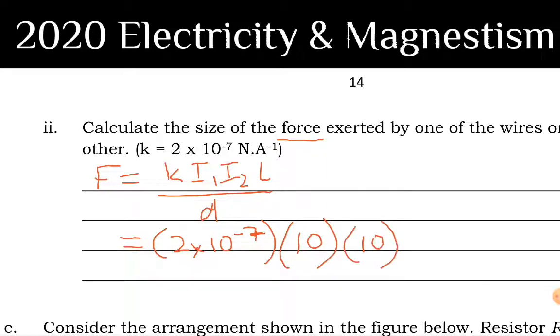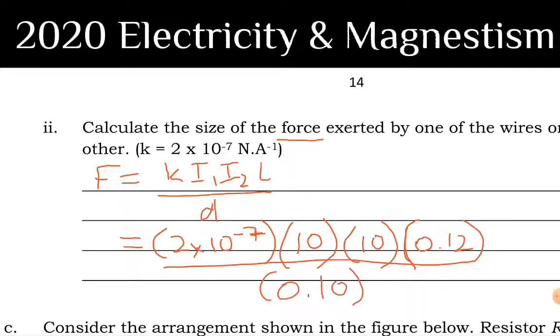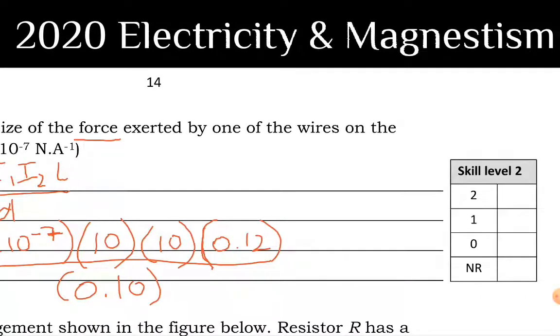The length of the wire is 12 centimeters long, which we will have to convert to meters, which is the metric unit, which is the base unit for distance. 12 centimeters divided by 100 will give you 0.12 meters. So 0.12 meters, and divide all this by the distance between the wires, which was 10 centimeters. Convert to meters, you will get 0.10 meters.